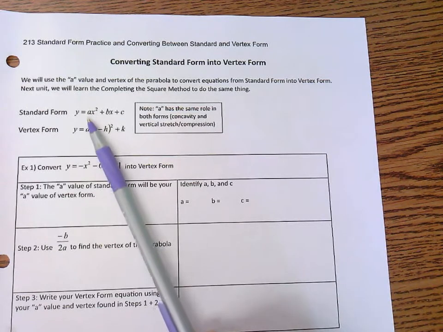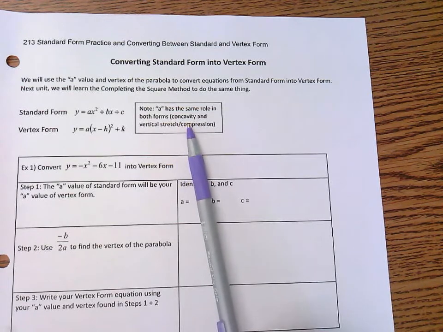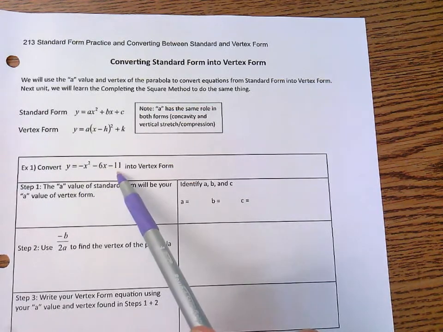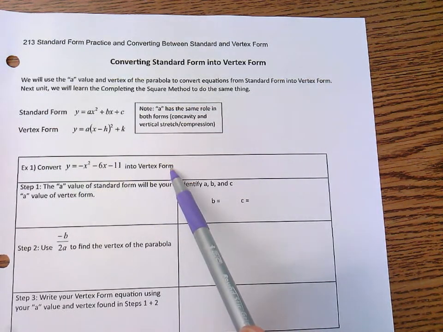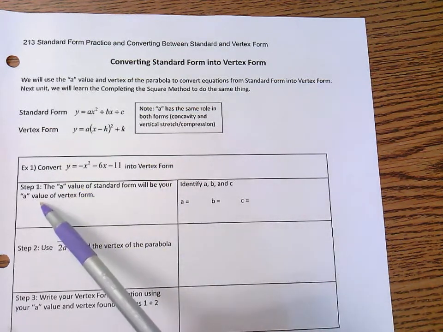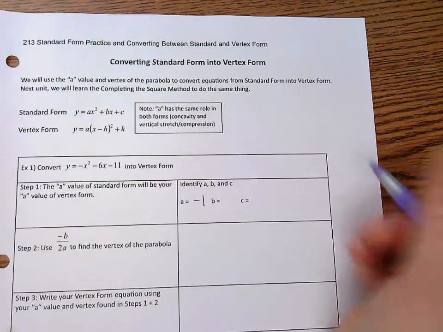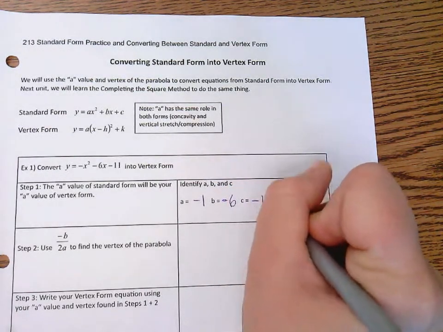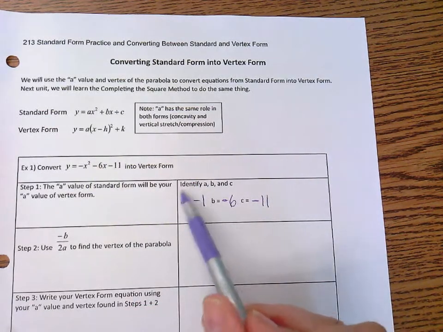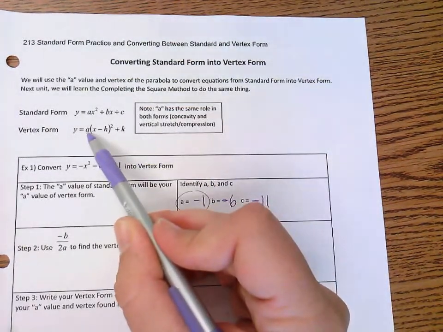So remember, a has the same role in both of our equations, right? It's the concavity and the vertical stretch. So what would be the steps? If we wanted to take this equation, which is in standard form, and put it into vertex form, what we should do first is say that, all right, we know the a value is going to be the a value of vertex form. So a is -1, b is -6, c is -11. So I'm just identifying those parts from this equation. The a value I'm going to come back to. That's going to be part of my final answer because that is the a value for vertex form.